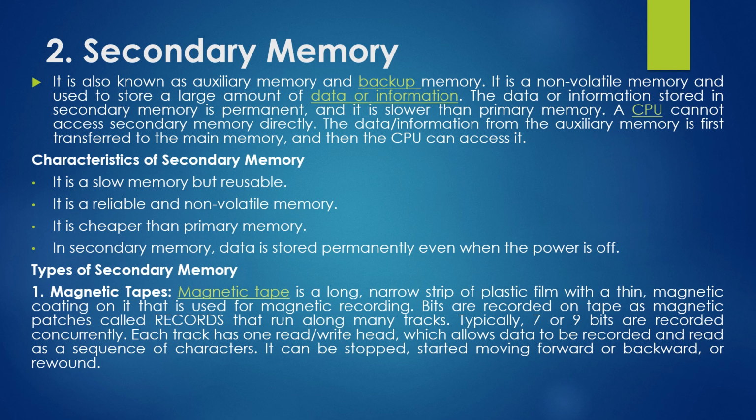Types of secondary memory. The first one is magnetic tape. It is a long narrow strip of plastic film with a thin magnetic coating on it that is used for magnetic recording. Bits are recorded on tape as magnetic patches called records that run along many tracks. Typically 7 or 9 bits are recorded concurrently. Each track has one read and write head, which allows data to be recorded and read as a sequence of characters.